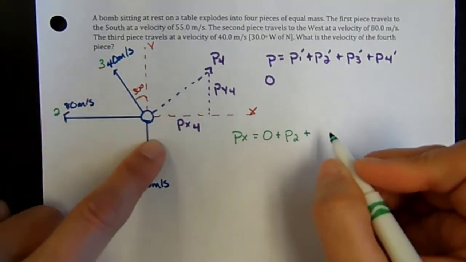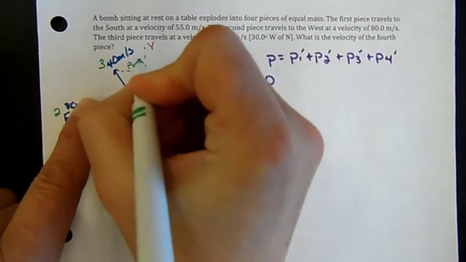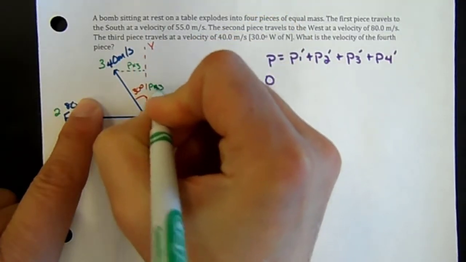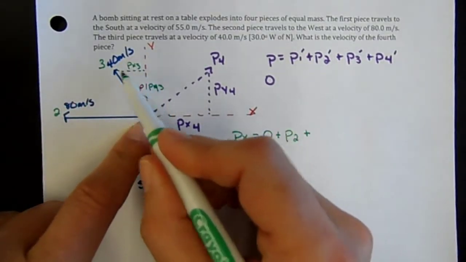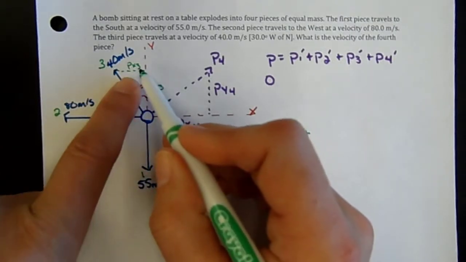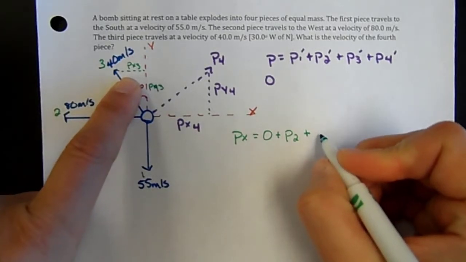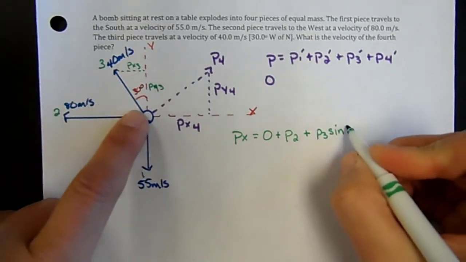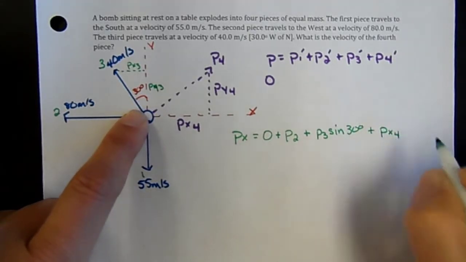And then we're going to have to resolve this. So this is our x of 3, and this is our y of 3 here. So we have components on part 3. So the x that's going this direction is the opposite. So that's going to be the opposite is sine. So the momentum of 3 times the sine of 30 degrees. And then this is going to be plus the x momentum of 4.